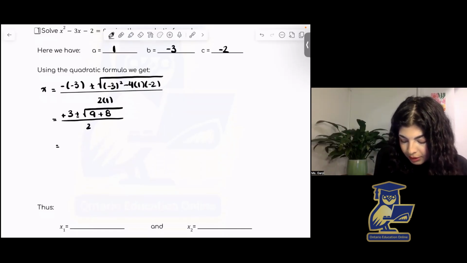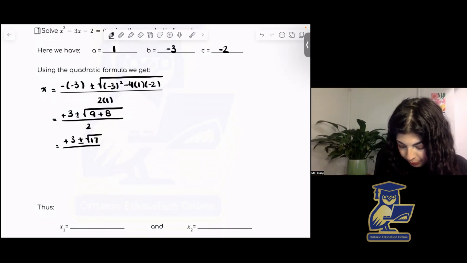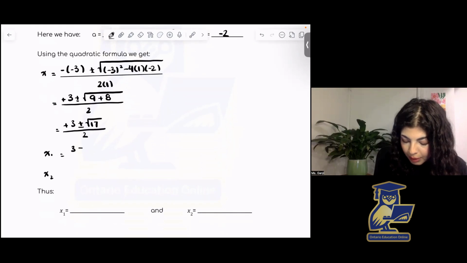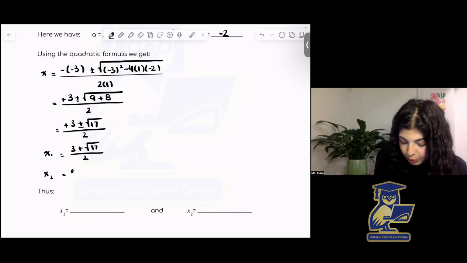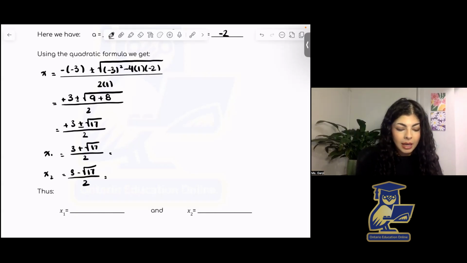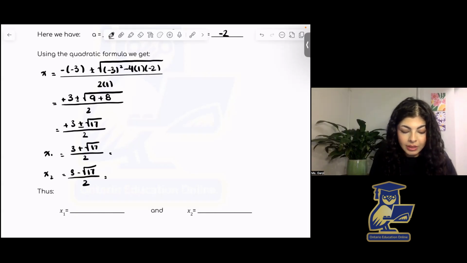And if we simplify this a little bit further to get... So now is where I'm going to split my solution into x1 and x2. And the first time I'm going to add the square root of 17. And the second time I'm going to subtract square root of 17. And please use a calculator for this part and stick with square root of 17 until your final answer. Don't find the decimal of that and work with decimals because it does alter your answer just a bit.